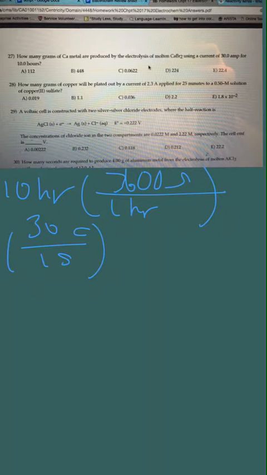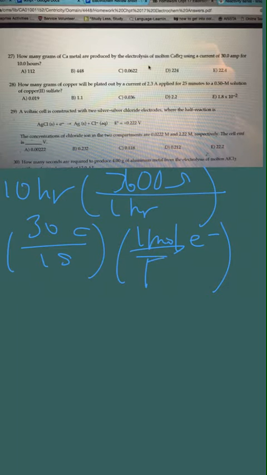Now we want to use Faraday's constant. Actually, we want to use the reciprocal. So F, because I didn't want to write the number down, over 1 mole of electrons. Now, in the compound calcium bromide, calcium has an oxidation state of 2+, but when it becomes metal, it has an oxidation state of 0.